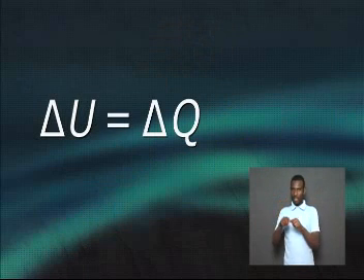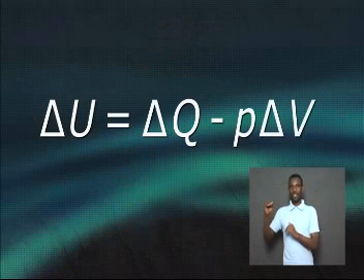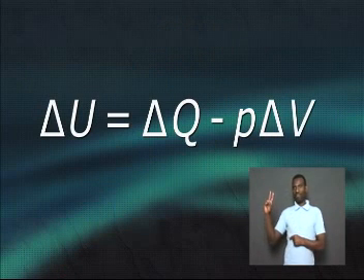In isobaric processes, work is done by the system. Therefore, we replace the positive value for a negative value. Therefore, using the first law of thermodynamics to resolve a problem in an isobaric process, we use the equation delta U is equal to delta Q minus P delta V.